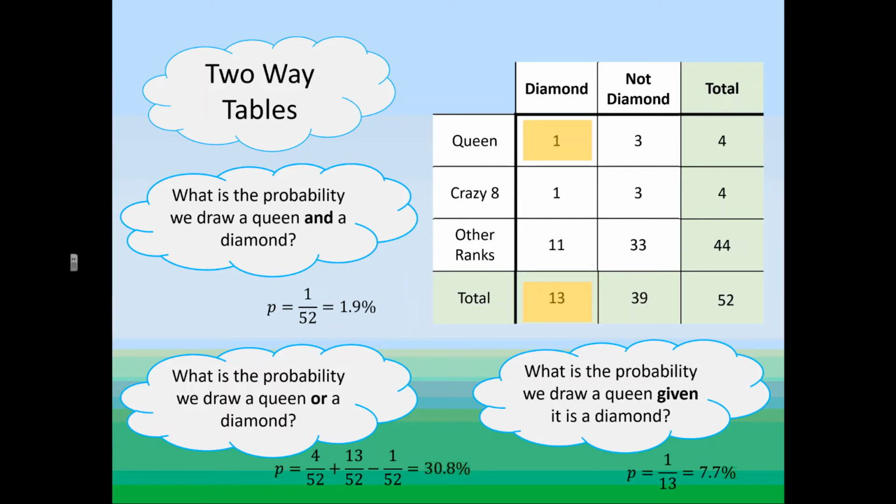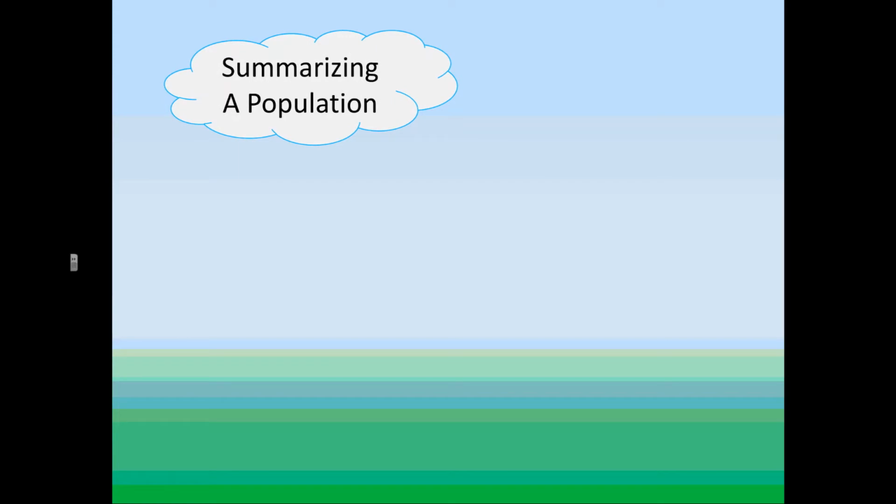However, two-way tables are not the only way that we can simplify populations. Populations are a large group of things. It could be a group of cards, it could be a group of people, it could be a group of spots on a die. Populations regularly need to be simplified. So what we do is sometimes we summarize a population, and we do that by calculating parameters.